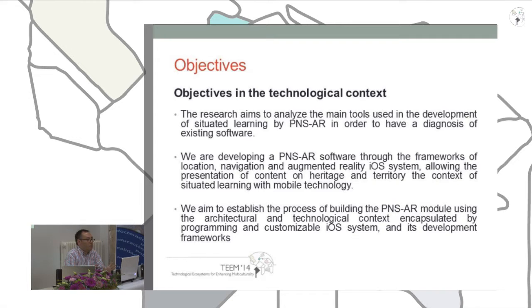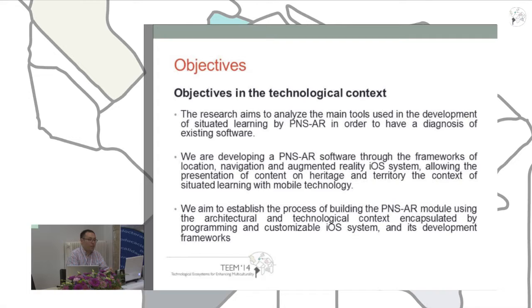We work with two big dimensions of objectives. First of all, we divide the objectives into a technological context and a pedagogical context. Objectives in the technological context: first, the research aims to analyze the main tools used in the development of situated learning by PNS-AR software, in order to have a diagnosis of the existing software. We are developing PNS-AR software through frameworks of location, navigation, and augmented reality in an iOS system, allowing the presentation of content on heritage and territory, in this case the city of Salamanca.